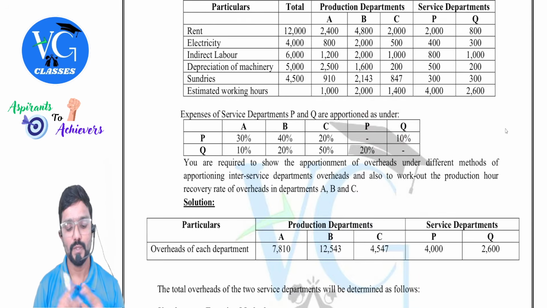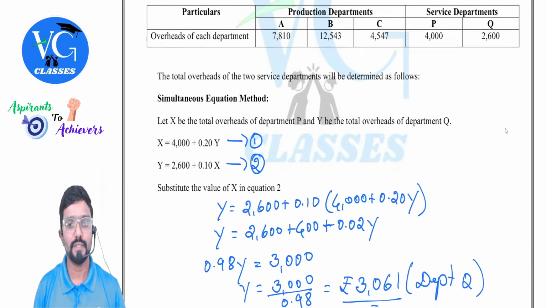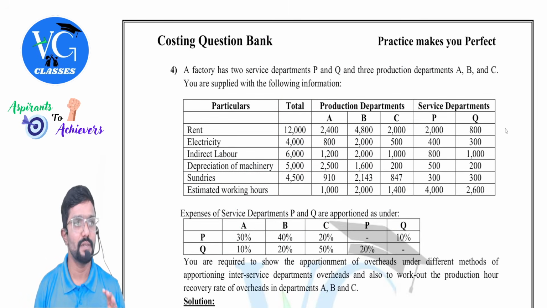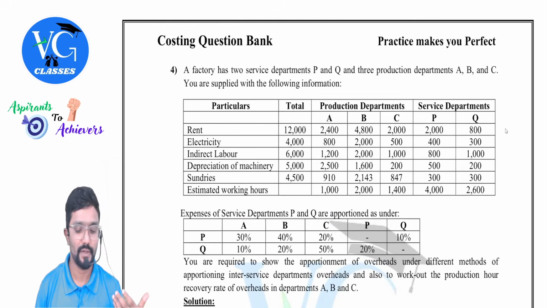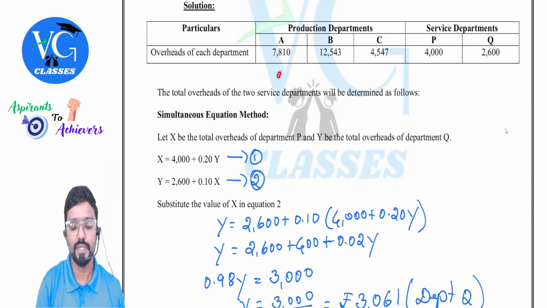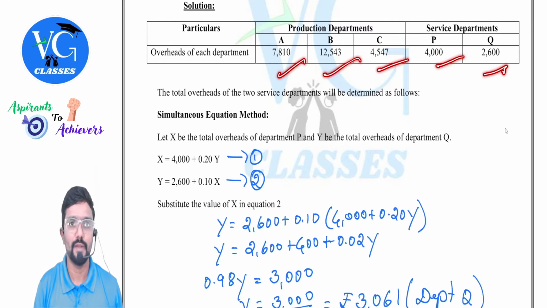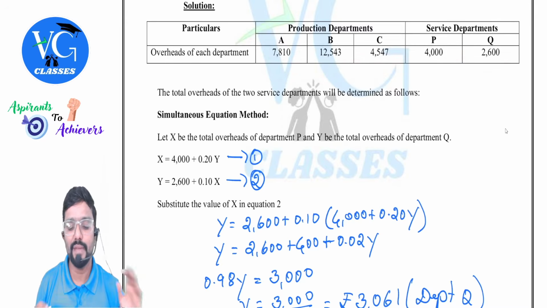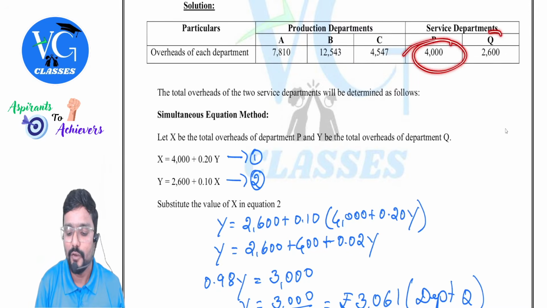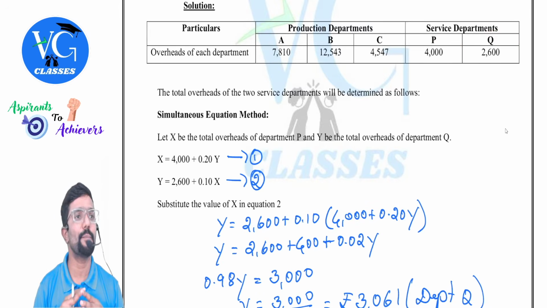Reciprocal. So in this question, how I have done is, first, they have already given the primary distribution. Sometimes even you have to do it, guys. Clear? Whatever figures they have given, we need to just total it up. I have done it here. So this is the end of primary distribution. Now at the end of primary distribution, we have got a cost of 4,000 and 2,600 for P and Q.